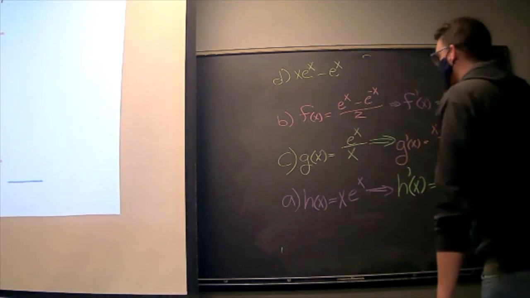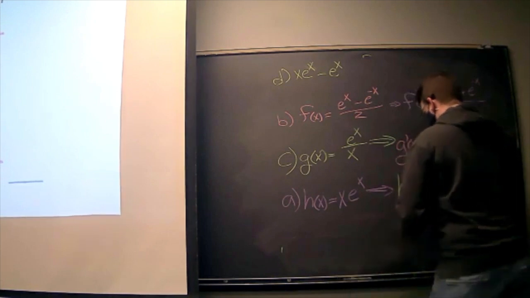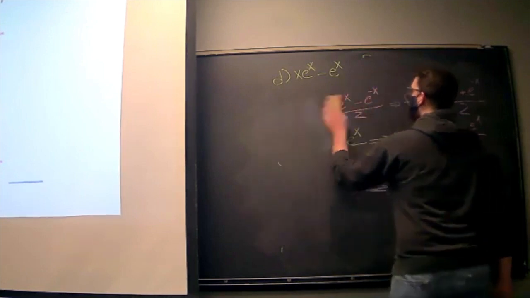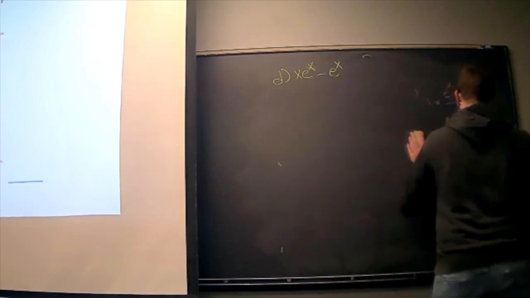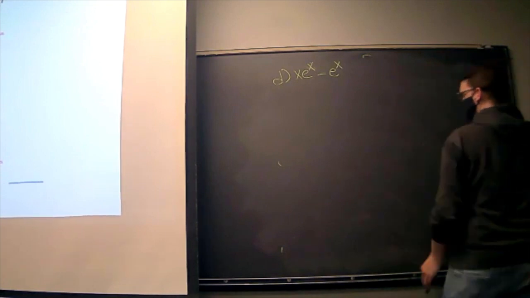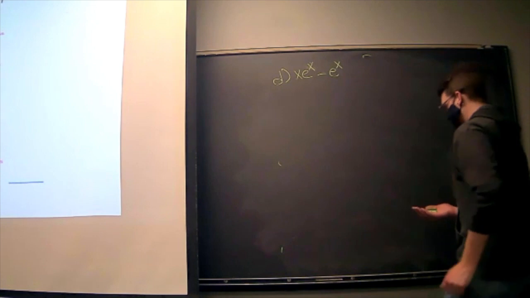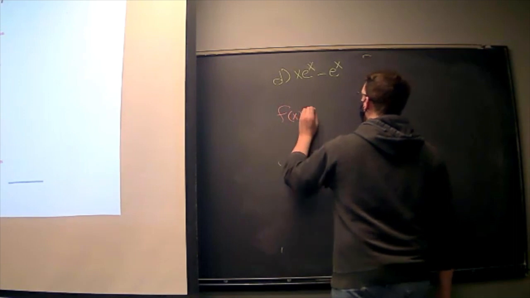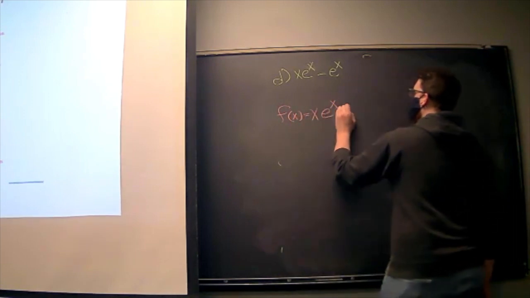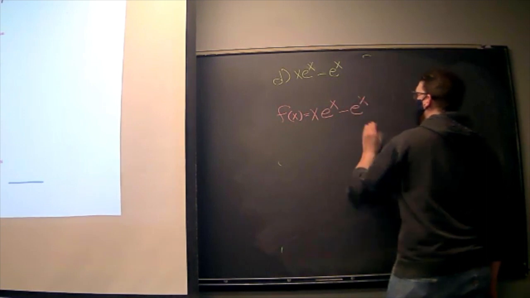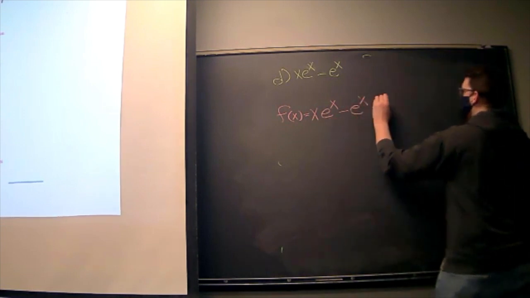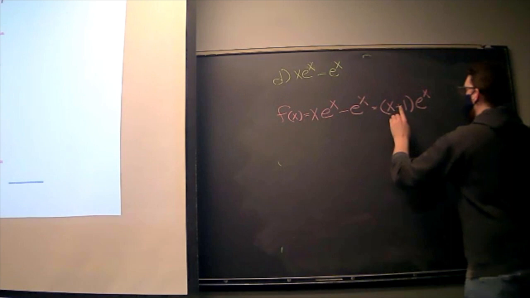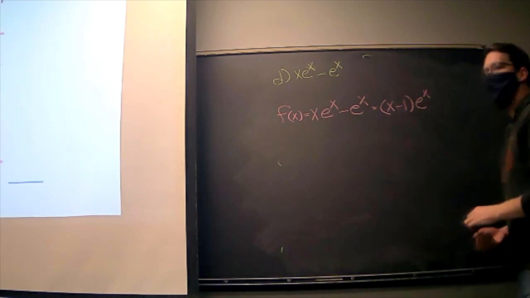Well, let's look at how this is done, right? I'm going to go ahead and erase this. That's all this is on slides. So we got our function f of x is equal to x e to the x minus e to the x. Well, we can go ahead and factor out an e to the x here, minus 1.